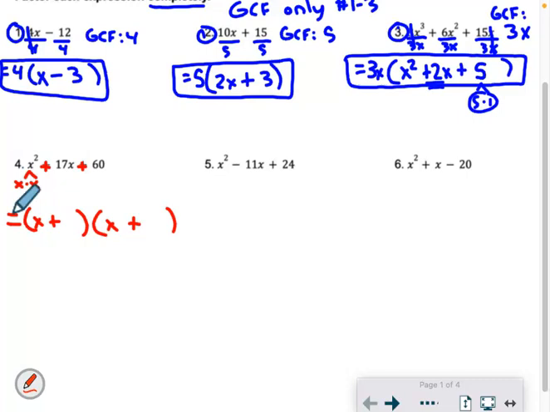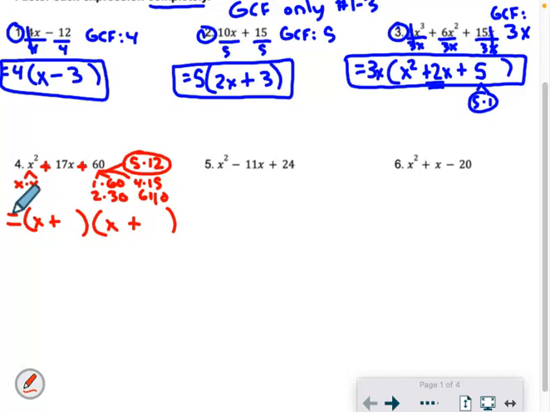What we want to look at is what are the factors of 60 that multiply to 60 but add to 17. So we have 1 times 60, we have 2 times 30, we could do 4 times 15, we can do 6 times 10, and then we can do the one that we need, 5 times 12. Those are going to be the ways that we can multiply to 60. We want the ones that will add to 17, and that's going to be our 5 times 12.